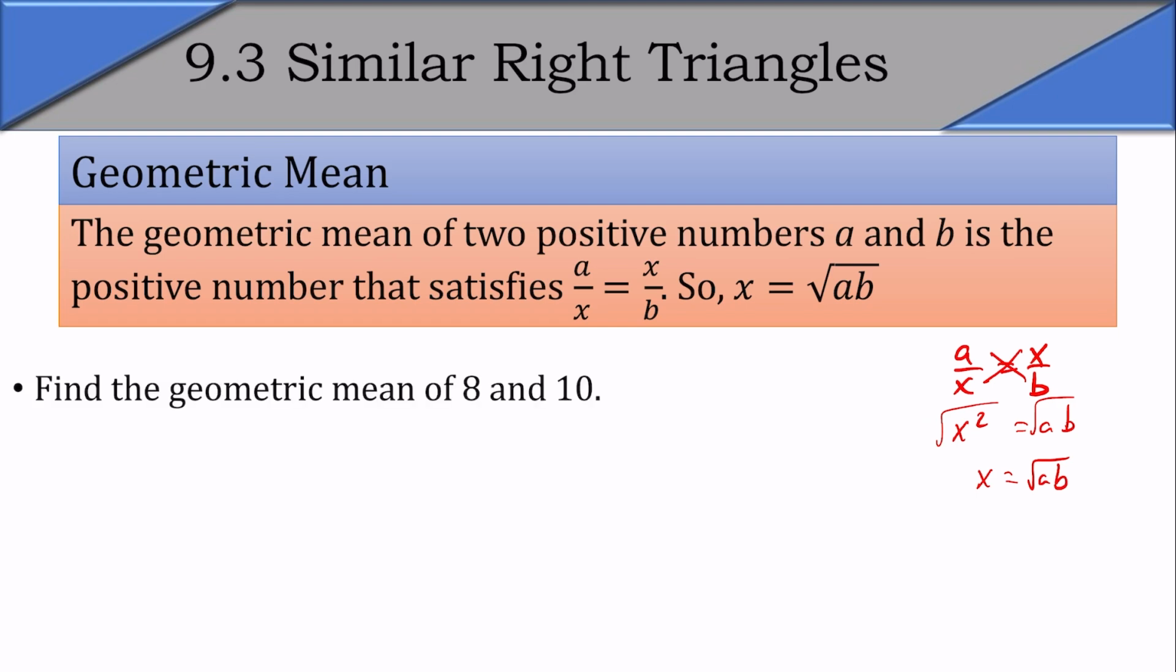So what is the geometric mean of 8 and 10? Well, square root of 8 times 10. So that's the square root of 80. Let's simplify that. 80 is 16 times 5. The square root of 16 is 4. Square root of 5. Or if you put it in your calculator, you end up with 8.9.